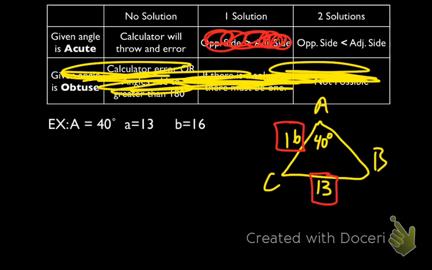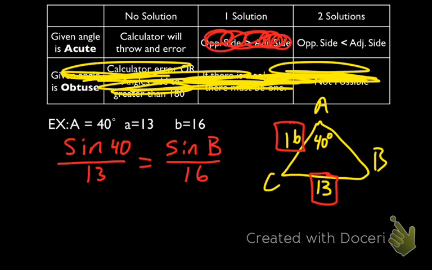So here we go. I'm going to go through this pretty quick because we've done a million of them. In fact, I'm just going to do this. Sine of 40 divided by 13 equals sine of B divided by 16. I just kind of saved the flip step. Multiply both sides by 16. Why flip them over? Because it's easier to solve. The 16s go away. I get sine of B equals, what is that? 16 times sine 40 divided by 13.